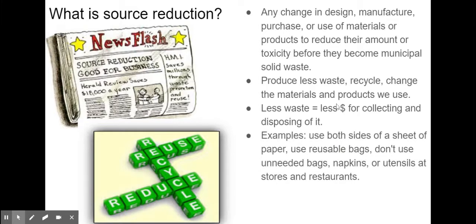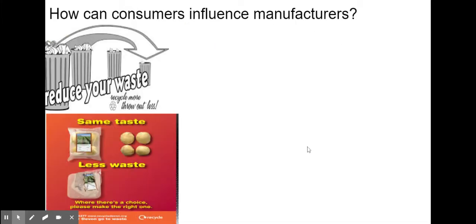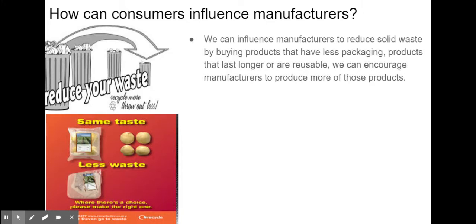Examples: use both sides of a sheet of paper, use reusable bags, don't use unneeded bags, napkins, or utensils at stores and restaurants. How can consumers influence manufacturers? We can influence manufacturers to reduce solid waste by buying products that have less packaging, products that last longer or are reusable. We can encourage manufacturers to produce more of these products.